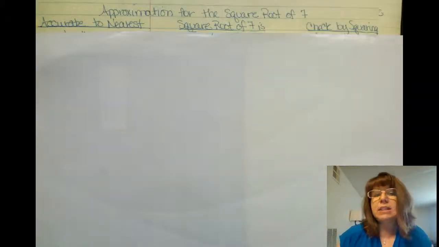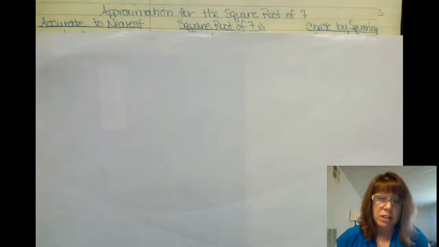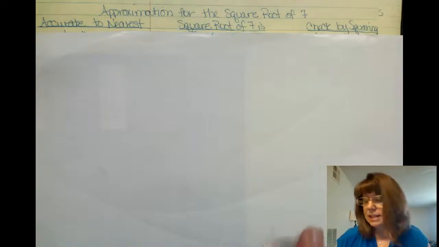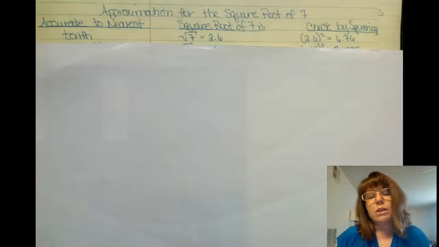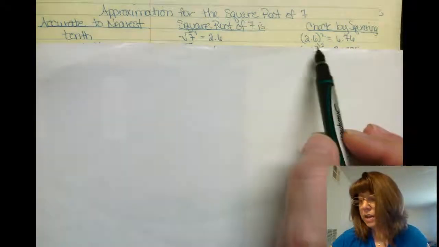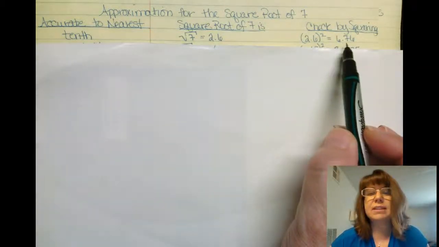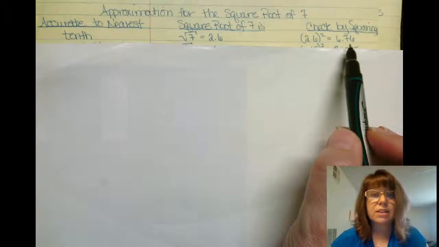So since the square root of 7 is an irrational number, all we can do is approximate what the square root of 7 is. So let's approximate the square root of 7 to the nearest tenth. Well, like I said, I knew it was over 2.5, so let's try 2.6. 2.6 squared is 6.76. That's pretty close to 7.